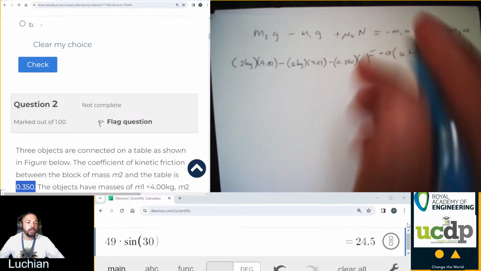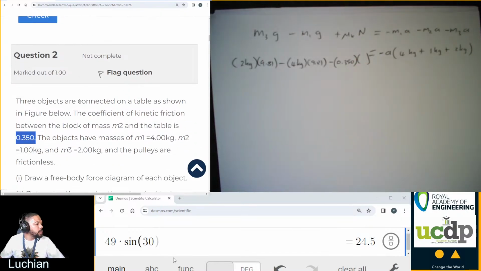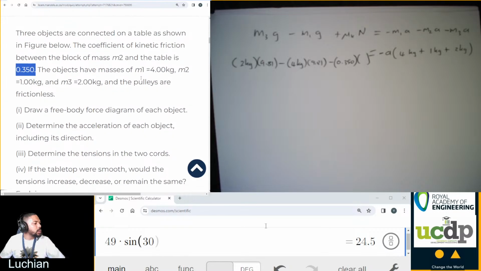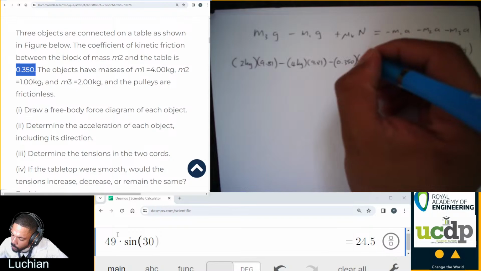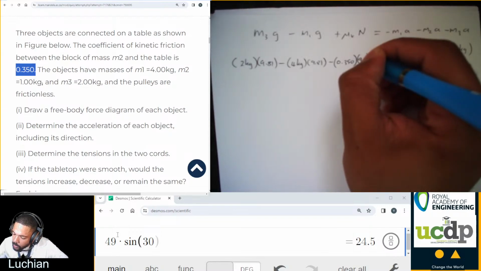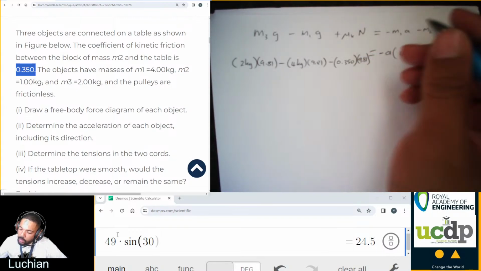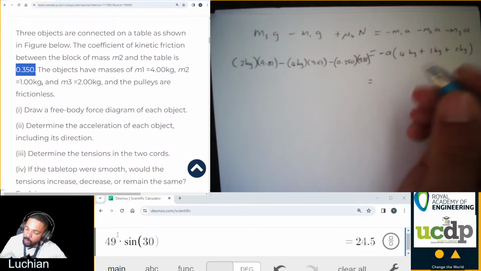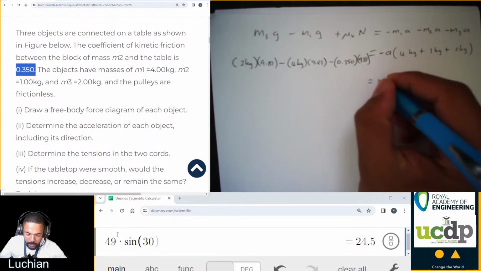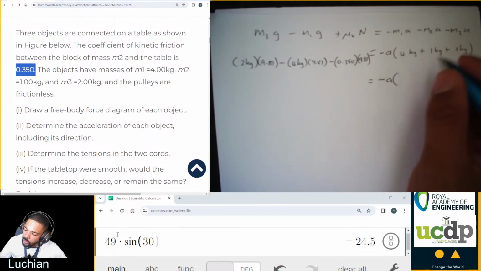Now its weight is 1. Let me just check. What is its weight? Its weight is 1 kilogram. So 1 times 9.8. So the normal force is 9.81 newtons.